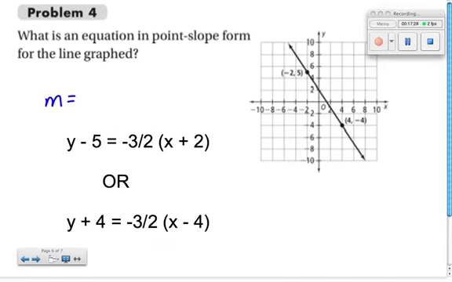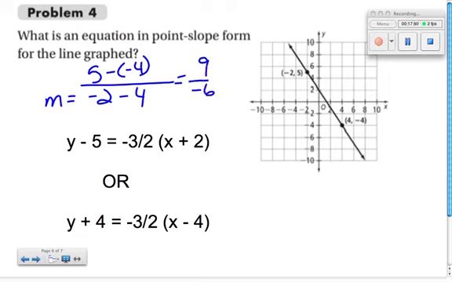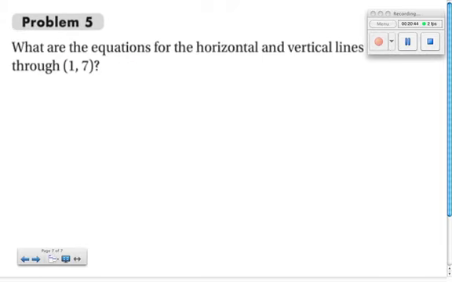M would equal 5 - -4 over -2 - 4, which would give me 9/-6, simplifying to -3/2. But ladies and gentlemen, in every graph that we've dealt with, in every equation that we've dealt with so far in today's lesson, how many variables did you see?